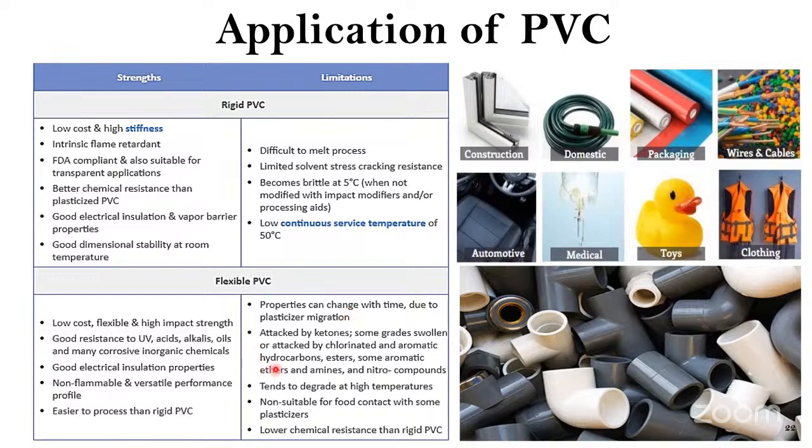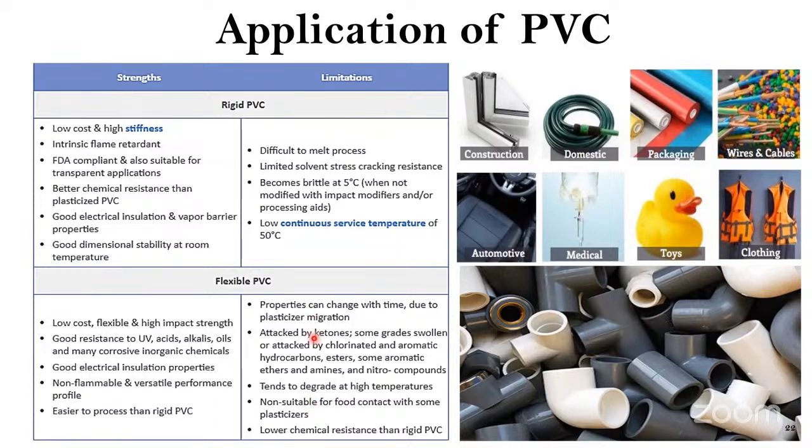Attacked by ketones, some grades swollen or attacked by chlorinated or aromatic compounds. If a few of these chemicals fall upon the PVC, then you can see some blisters or some kind of bubbles. So we try to protect this flexible PVC from all those chemicals like aromatic hydrocarbons, esters, some aromatic ethers, amines or nitro compounds.